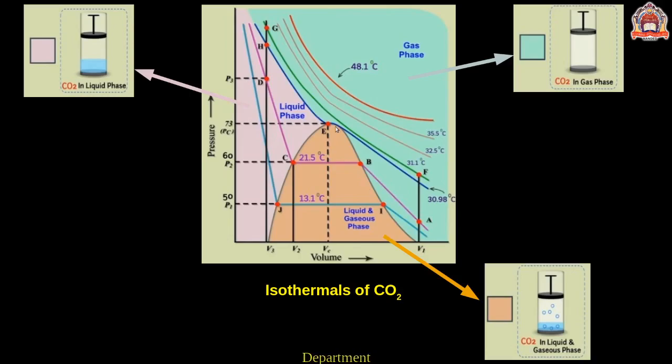At point E, there is no change, which means there is no liquefaction process; this phase is directly converted, or it behaves like air. So in the gaseous phase, the carbon dioxide behaves like an isothermal of air. So this temperature is called the critical temperature. The critical temperature of carbon dioxide is 31.1 degrees centigrade.